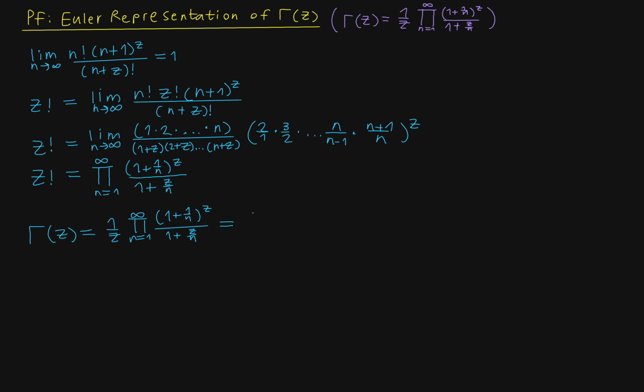So if we want to, we can also rewrite this as 1 over z times the limit as n approaches infinity of n to the z times the product of k from 1 to n of k over (z plus k). So both of these are valid, and sometimes considering it as a limit is also more useful. But anyways, we got what we needed from this.